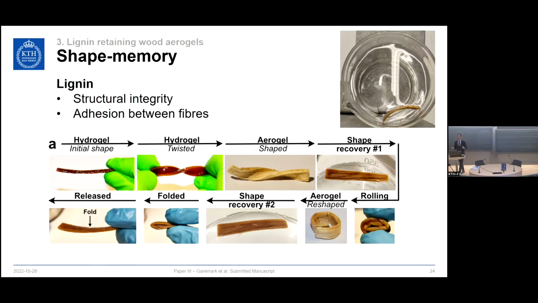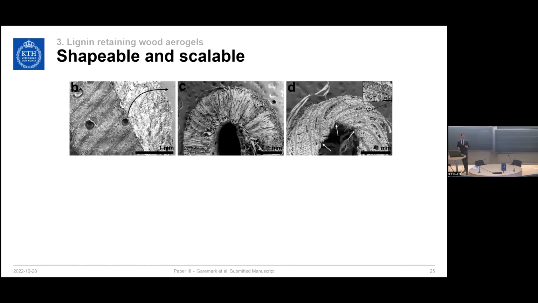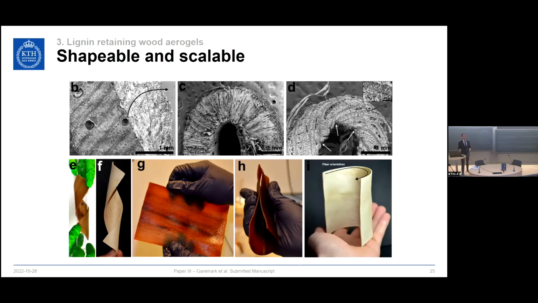So lignin is very important in this aspect. It provides structural integrity of the wood material, but also the adhesion between the fibers itself. So firstly, we wanted to look at the nanostructure, in which we see that even though we are twisting it and bending the material a lot, we're not inducing so much damage on the material. We see that these lumen aerogels are still present in the wood. And we could scale this by using larger veneers of wood, and we can make a helical structure, and we can also bend wood against its fiber direction.